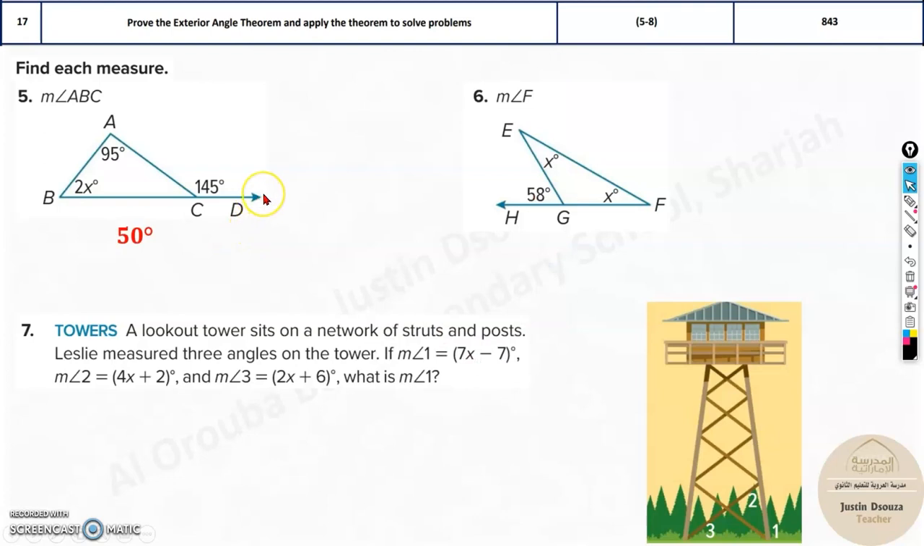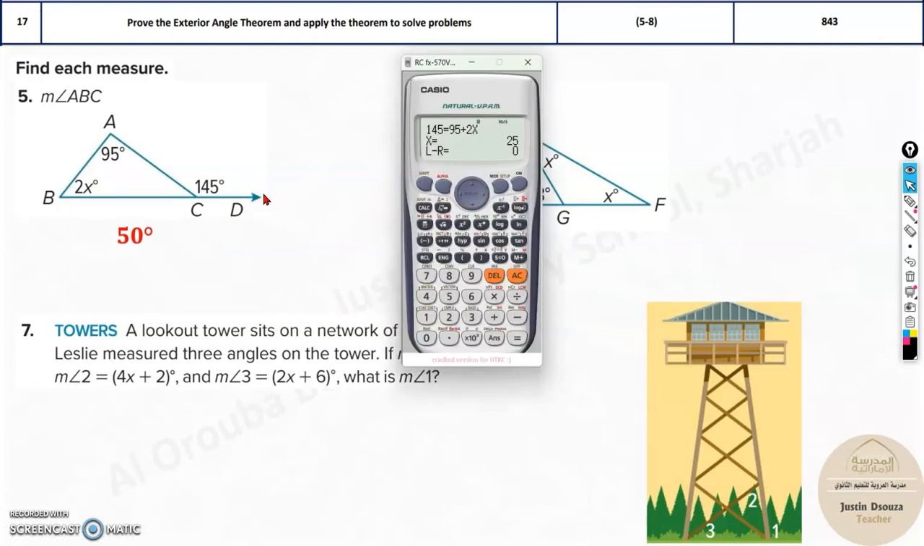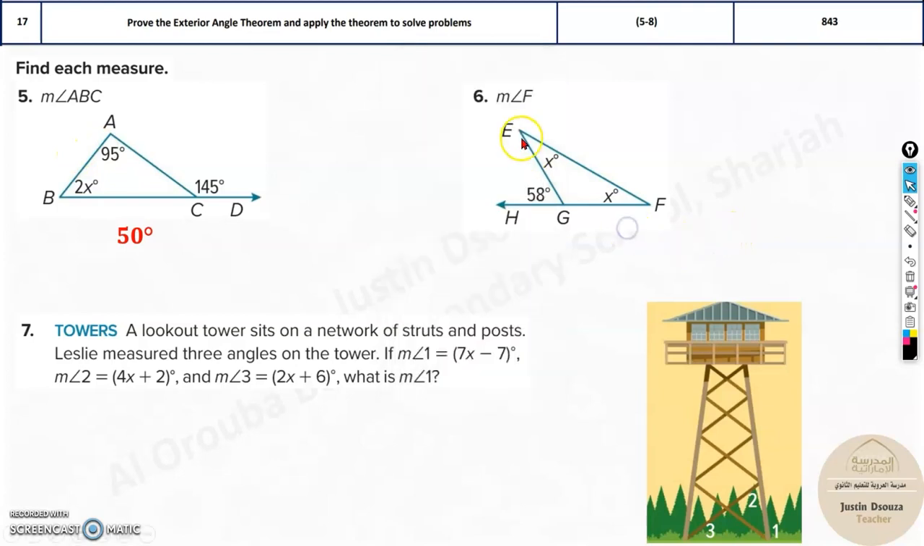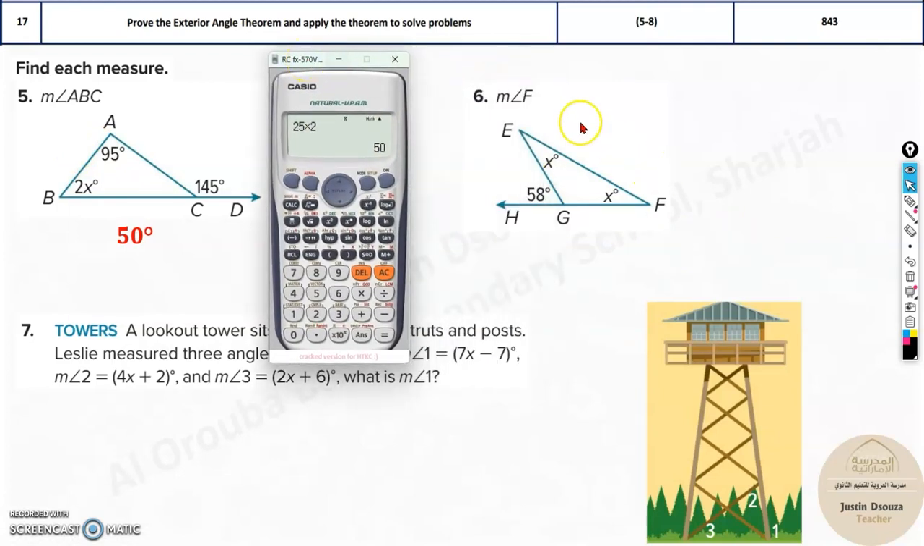Oh, sorry, my bad. Again, I did the same mistake. I'm glad I did this mistake. You guys, please don't repeat this in the exam. I did the same mistake two times. I found the value of x and I said that is the answer. No, that is not the answer. They have asked you the measure of ABC. So 25 times 2 is this angle. That is 50 degrees. This is it. Now then, over here as well, you can simply solve this.